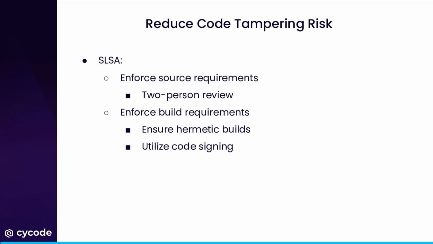Additionally, organizations should seek to reduce code tampering risk, which SLSA recommends with 2 different categories of their SLSA requirements. That includes enforcing source requirements, and having a 2-person review for this reason is beneficial because it makes it less likely for code tampering to be merged without being caught by a developer, or worse yet, merged by a malicious developer. In addition, we have enforcing build requirements, which entails ensuring hermetic builds and utilizing code signing as a means of reducing code tampering risk through the build requirements.